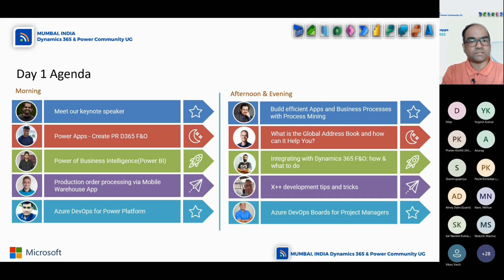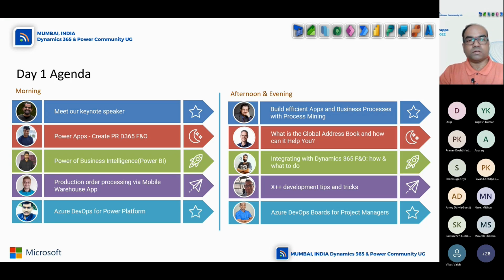Then we have a session lineup from Srinath, where Srinath is going to talk about Azure DevOps for Power Platform, for those folks who are from the Power Platform side, covering managed and unmanaged code. Basically, Srinath is going to focus more on the Azure DevOps side.